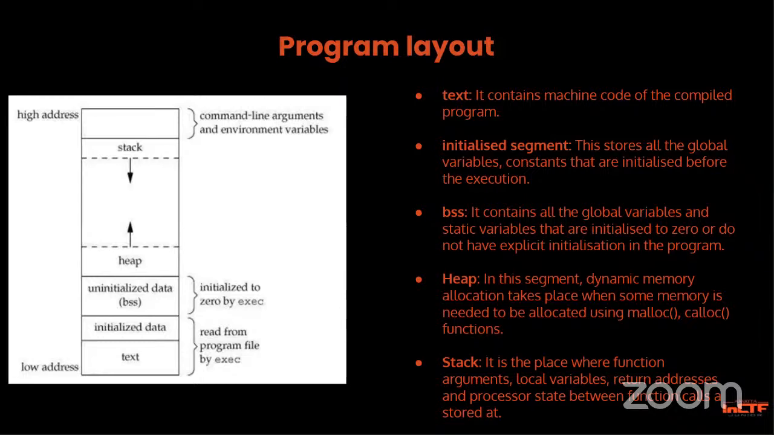Okay, and then there is a stack. It is the place where the function arguments, local variables, return addresses, and the processor state between function calls are stored. So a stack grows from a higher address to a lower address, while the heap grows from the lower address to the higher address. The dynamic memory allocation takes place from a lower address to a higher address, and stack grows from a higher address to a lower address. We'll be learning more about it.